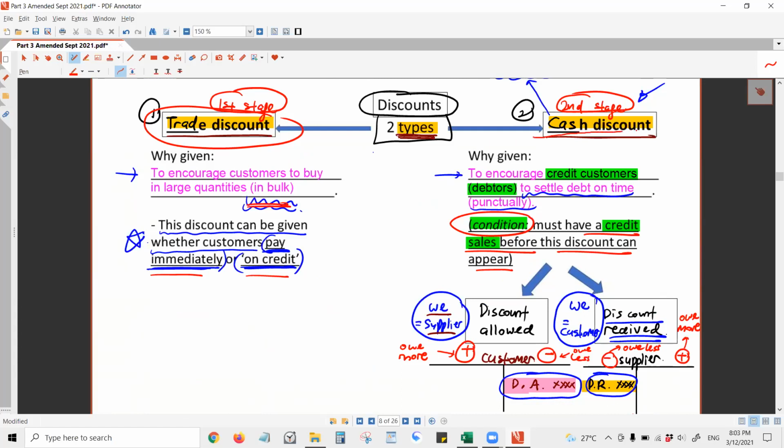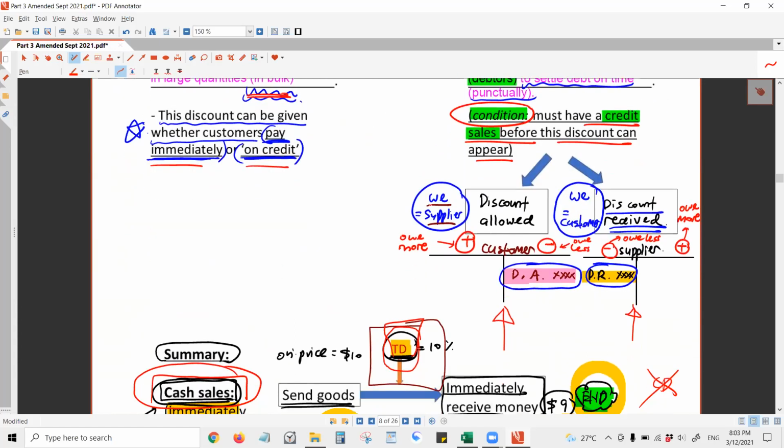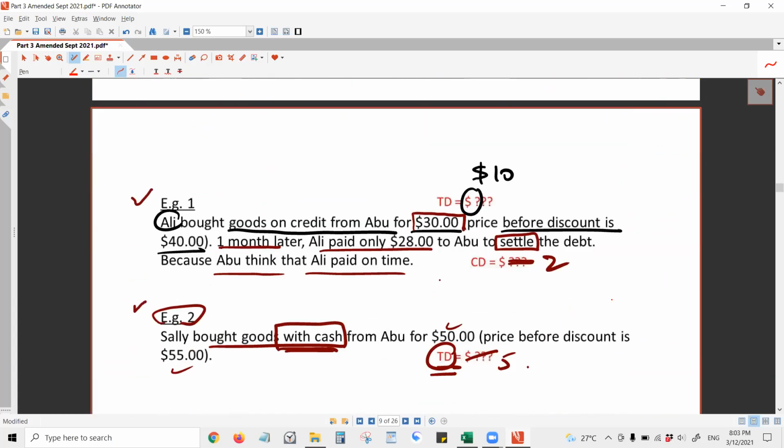Cash discount is known as discount allowed and discount received when you record the cash discount into the T account. Discount allowed, you use this term when we are the supplier. We use the term discount received when we are the customer. When you are doing a customer account, meaning we are the supplier, the discount allowed appears here. When you are doing a supplier account, discount received appears here. I will revise this again by the end of part 3. Okay, go to the next page.